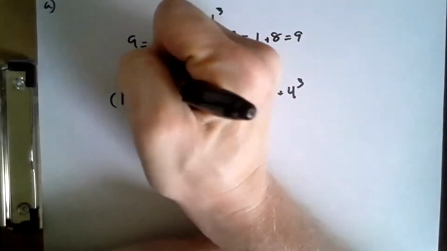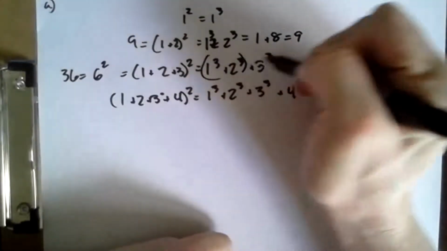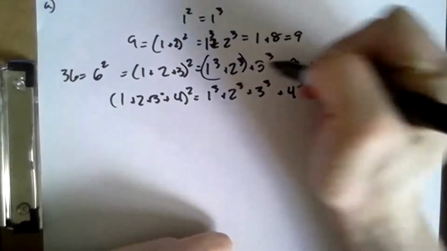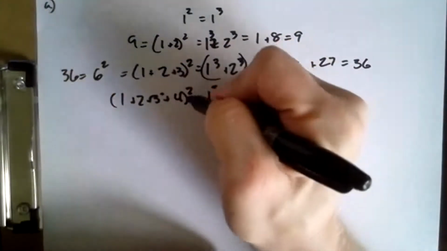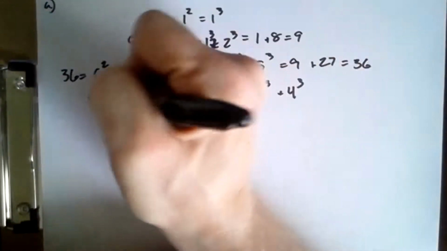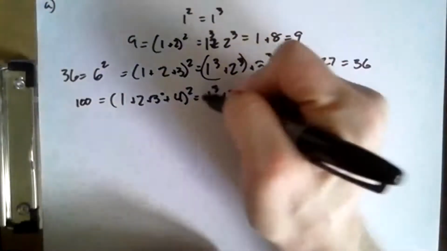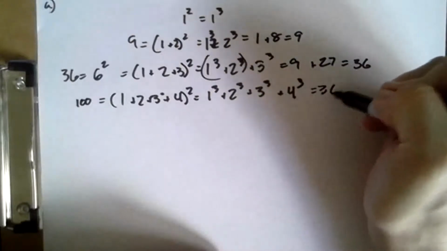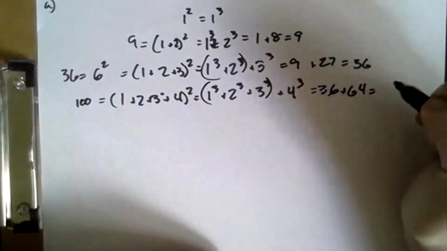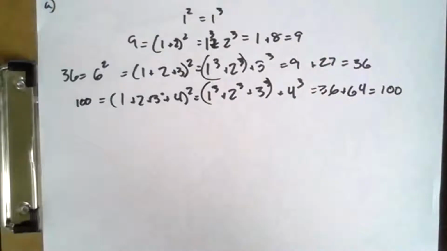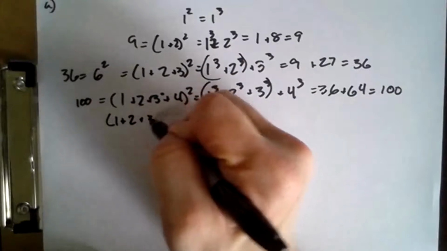1 plus 2 plus 3 is 6. 6 squared is 36. 1 cubed plus 2 cubed, we already know that is 9, plus 3 cubed is 27, which is 36. 1 plus 2 plus 3 plus 4 is 10. Squared is 100. Here we've got our 36, plus 4 cubed is 64. That gives us 100.